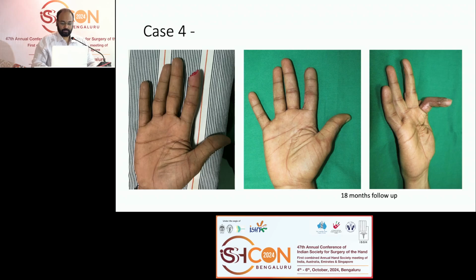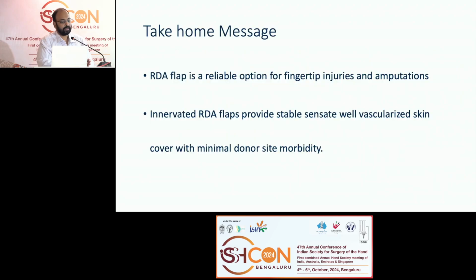The take-home message is that an RDA flap is a reliable option for fingertip injuries and amputations. An innervated RDA flap provides stable, sensate, well-vascularized skin cover with minimal donor site morbidity.